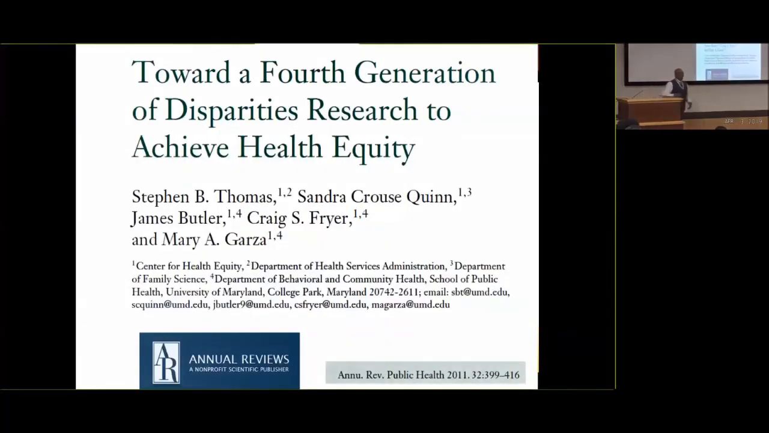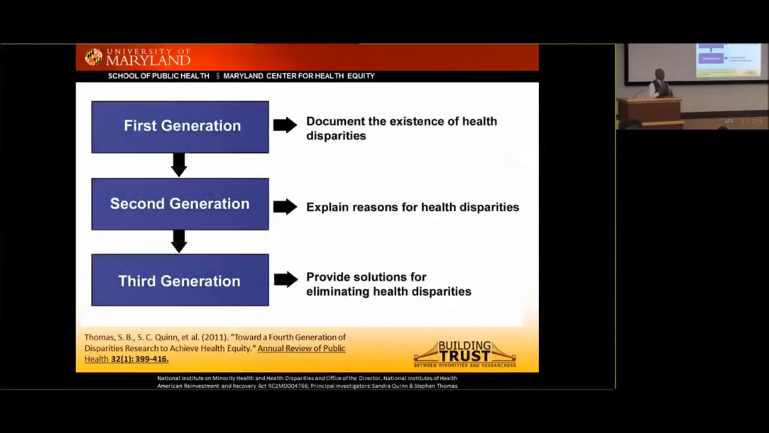So one of the things that we have done in our work, in health equity work, is say, you know what, we need to reimagine how we're approaching both the problem and the solution. And in 2011, we published in the Annals of Public Health toward a fourth generation of disparities research to achieve health equity. And it runs something like this. You need to think about where you are on the continuum.